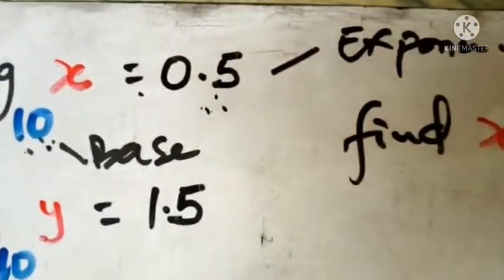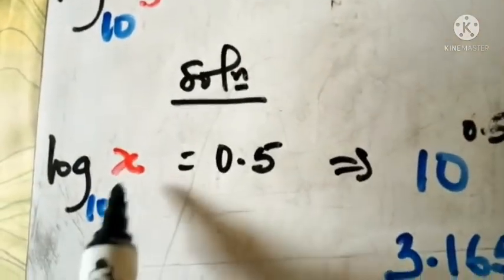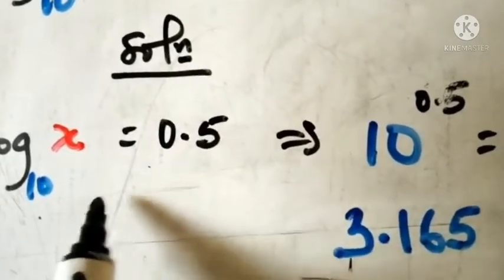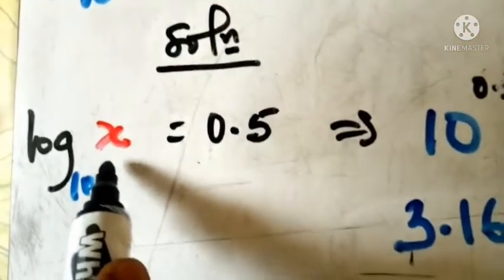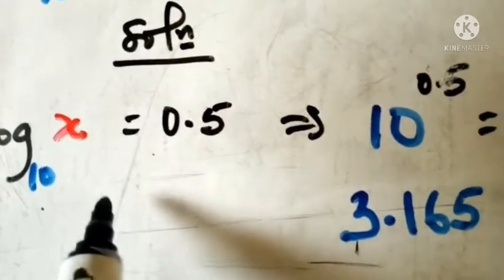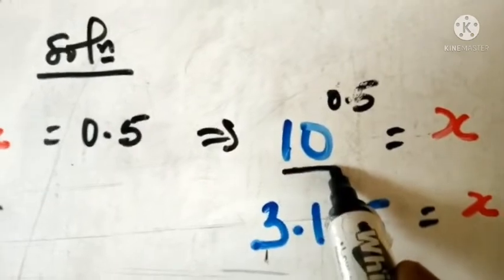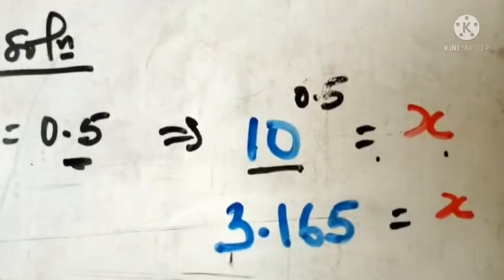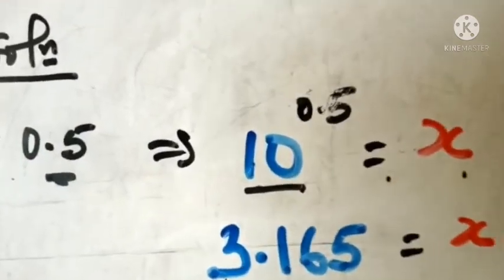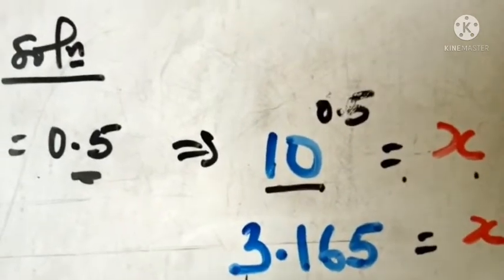Let's see how to solve this problem. I have log of x base 10 is equal to 0.5. You need to rewrite this, because they say you should add x plus y, and you need to bring the x out. We need to know the x and the y before we can add them together. If I rewrite this, the base is 10, the exponent is 0.5, and the answer is equal to x. This is the only tool that you need to solve this type of problem: you need to know how to rewrite them from indices to logarithm.